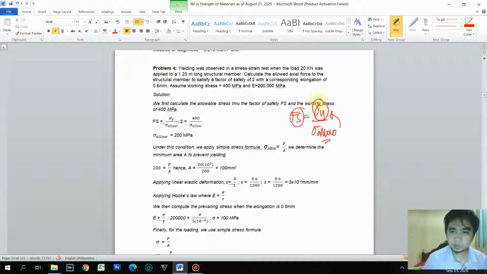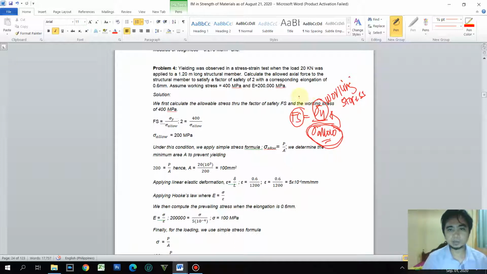Ito, working stress is also the stress at yield point. Kaya nga sigma y, the stress at the yield point. And this is the stress incorporation of the factor of safety. So the stress you wanted to have before the sigma on the yielding. Again, this is much lower. Dapat mas mababa yung allowable stress comparing to the yield stress.